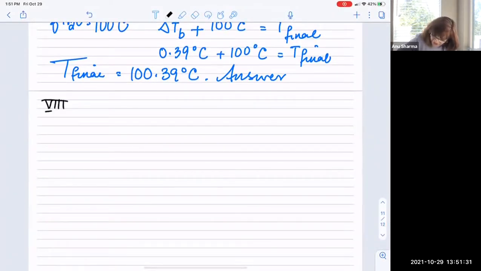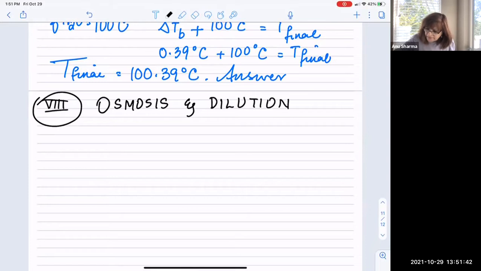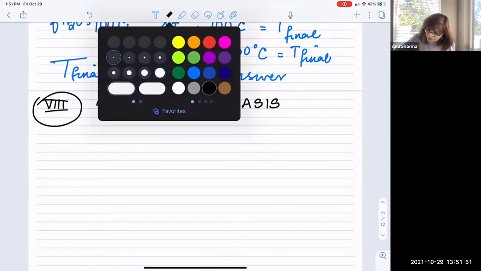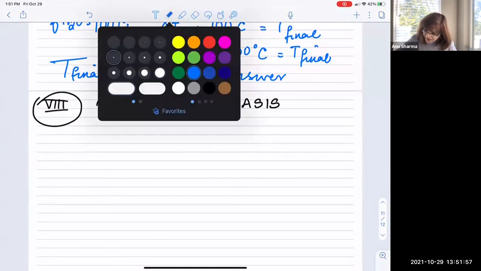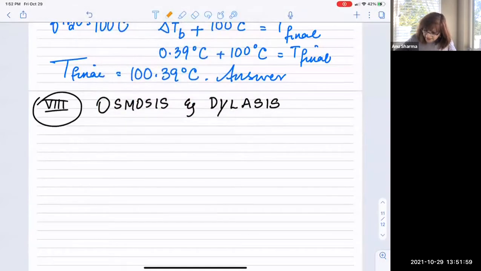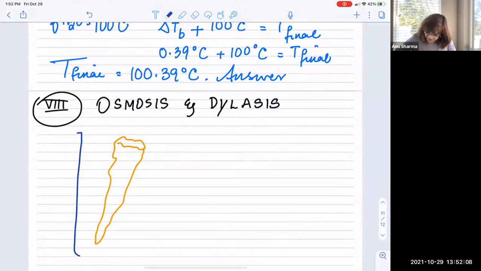This is the 8. This is the osmosis and dialysis. Okay, so on osmosis, what do you get? Look at this here. If you have a carrot that is badly shriveled, you've seen it in your real life also, you take this carrot and you put it in a container of water. And here you see after some time, the carrot plumps up.